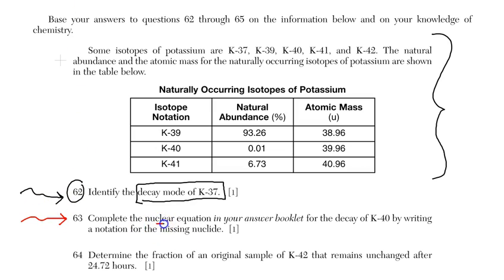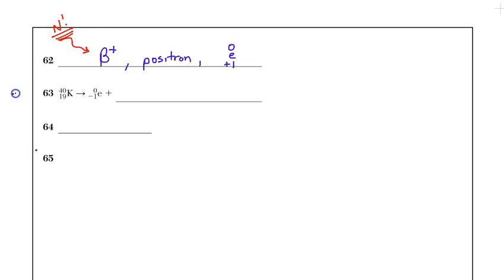Complete the nuclear equation in your answer booklet for the decay of K40. All right, so K40. And let's go to the answer booklet. So in 63, they're giving me almost a finished nuclear equation of K40. Notice K40 is the same thing as the K to the 40 up top. The 40 is the mass number. So I don't need any information. 62, I didn't need it. 63, I just have to know how to do this.